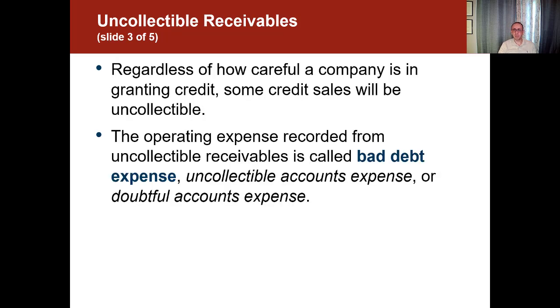Regardless of how careful a company is in granting credit, some credit sales will be uncollectible. Many businesses are extremely careful before they offer credit to any of their customers or clients. They run credit history checks, and yet there are some people who don't pay their balance. The operating expense recorded from uncollectible receivables is called bad debt expense, uncollectible accounts expense, or sometimes doubtful accounts expense. However, the most commonly used term is bad debt expense. Most people understand that bad debt expense is the expense of people not paying their debt.